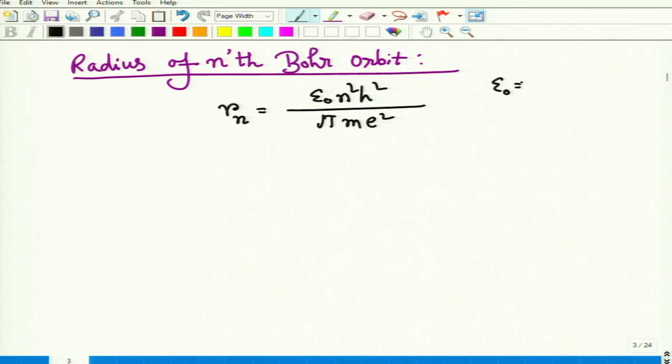What is epsilon naught? Electrical permittivity in free space or vacuum. So, the value is 8.854 into 10 to the power minus 12 Coulomb square Newton inverse meter to the power minus 2. Rest, h is Planck's constant, I am not writing the value.